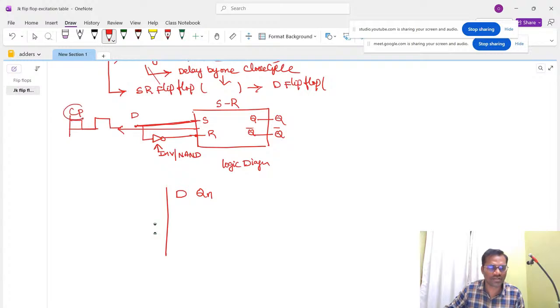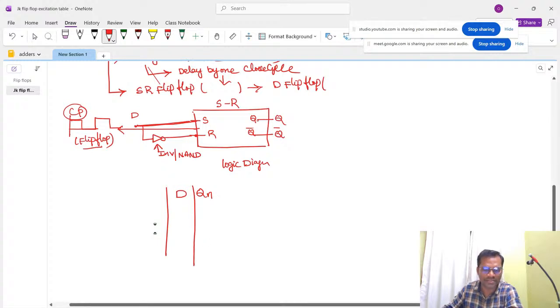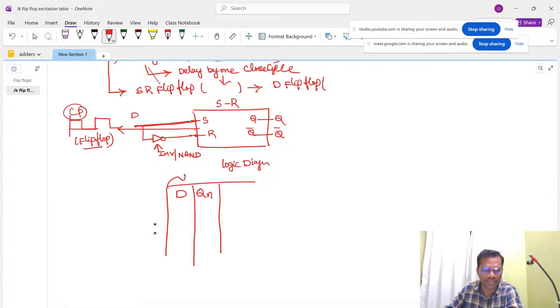We use a clock pulse when we are using a flip-flop. If the flip-flop has to work, then we want to use one clock pulse, so we are going to connect a clock pulse. This is how the diagram of a clock pulse will be. Now the first input is D, and the other input is Qn. So Qn and D are called inputs, and you are going to get an output which is Qn plus 1.